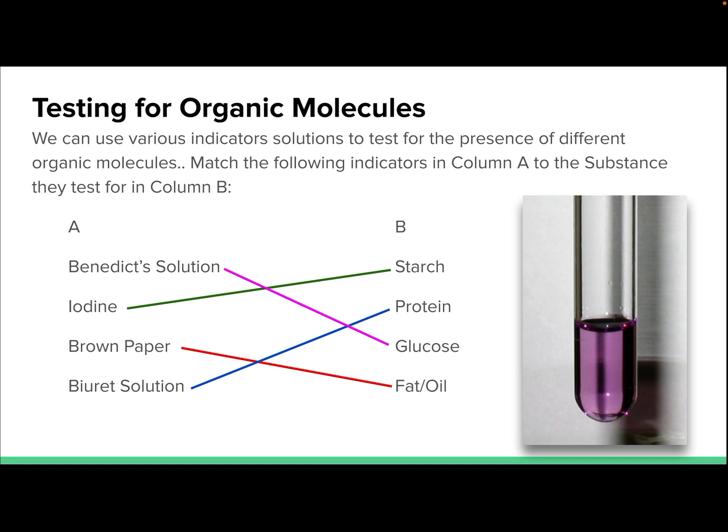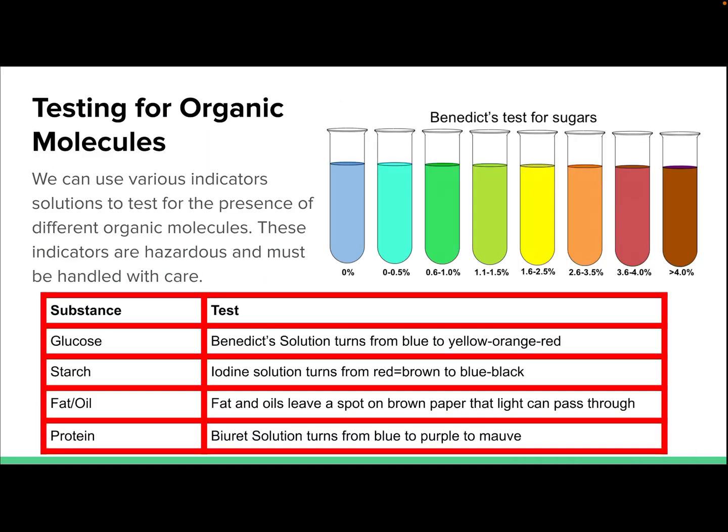Benedict's solution tests for glucose. Iodine tests for starch. Brown paper can test for fat and oil. And the Biuret solution will test for proteins. Here's how those tests work.